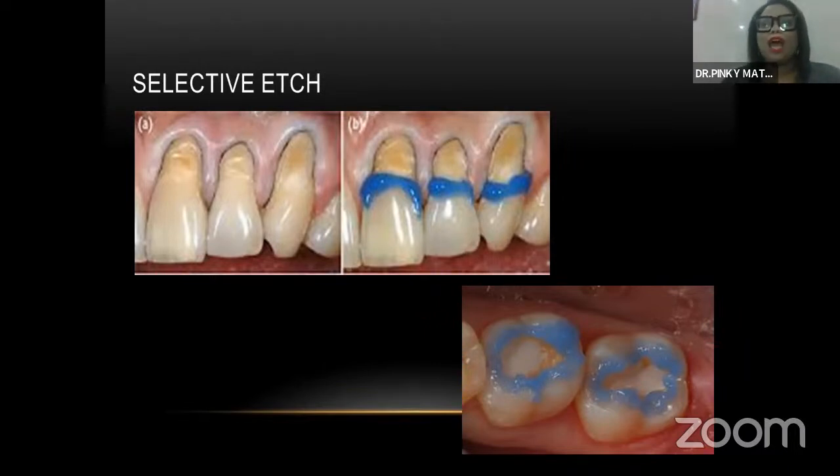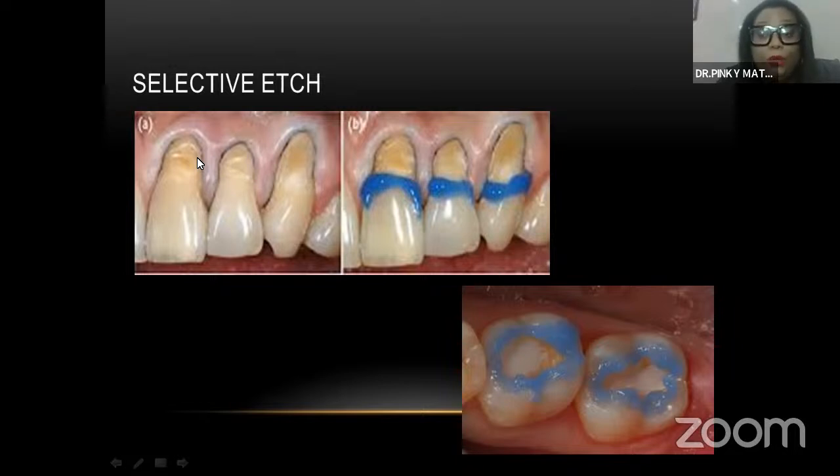So when I talk about these class 5 restorations, and why my restorations are failing, you are not doing selective etching. So here what do you do? I apply an etching only on the enamel part of it. And here I go in with a universal. I go in with a single step system here. Here I can apply my etchant.